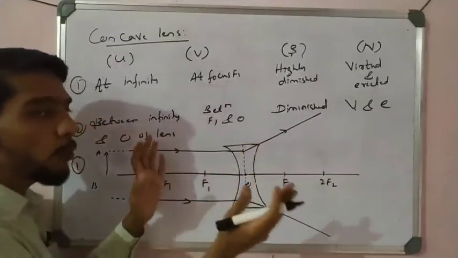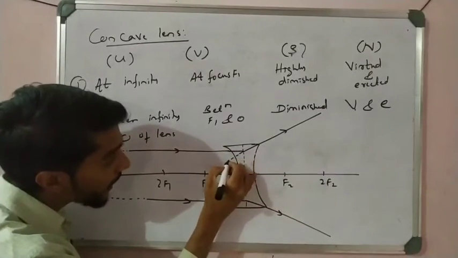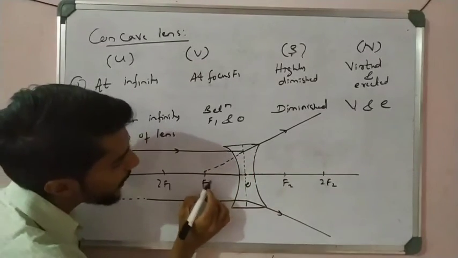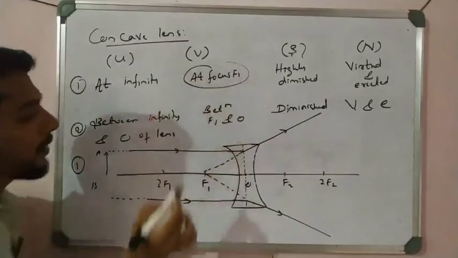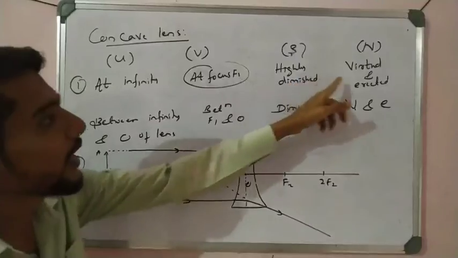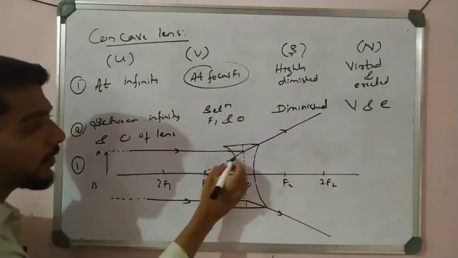So what happened? There is no meeting point, but we can meet here. We can reproduce the refracted ray. So that is meet at F2. So it is very diminished, and it is on the left side. So it is not actually meeting. We draw it with dashed lines.